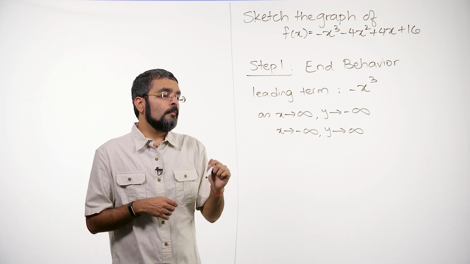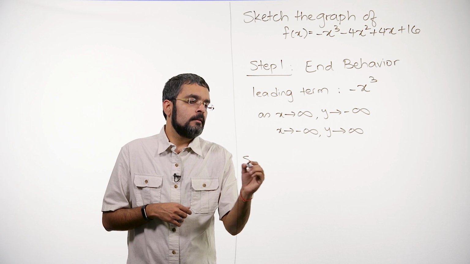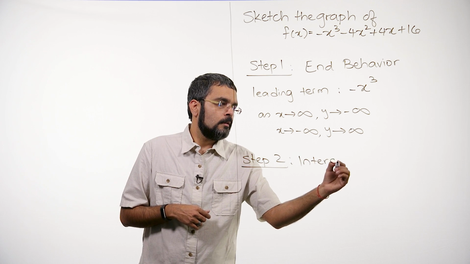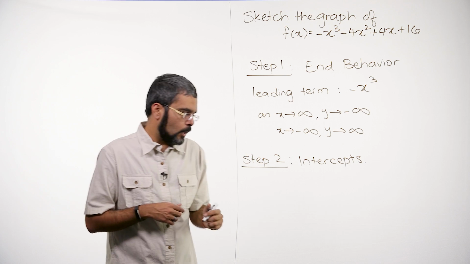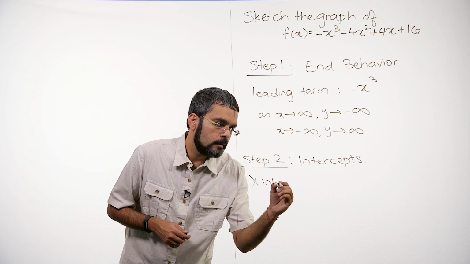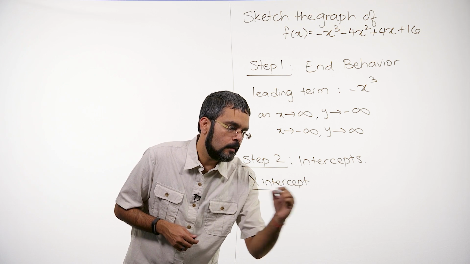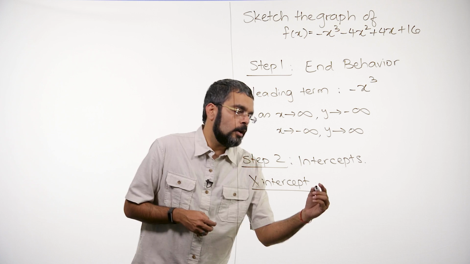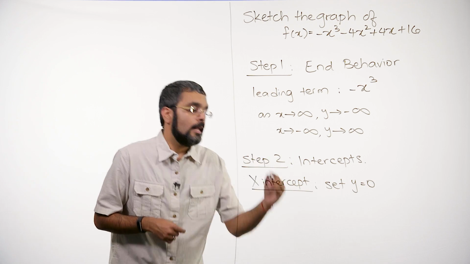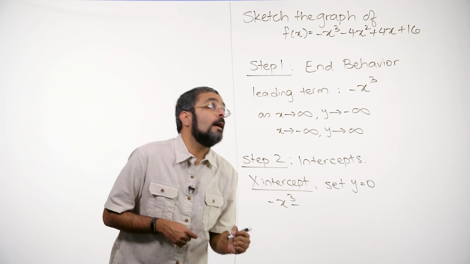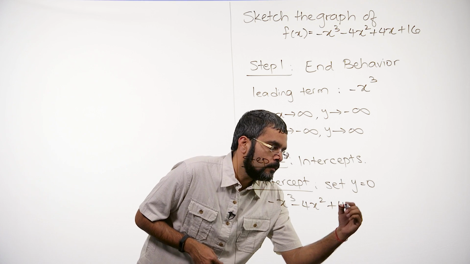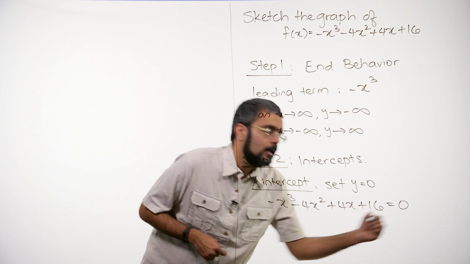Now, let's find the intercepts. As we all know, we have two intercepts, the x-intercept and the y-intercept. So let's find the x-intercept. For the x-intercept, I'm going to set y equal to 0. And so I have negative x cubed minus 4x squared plus 4x plus 16 equal to 0.